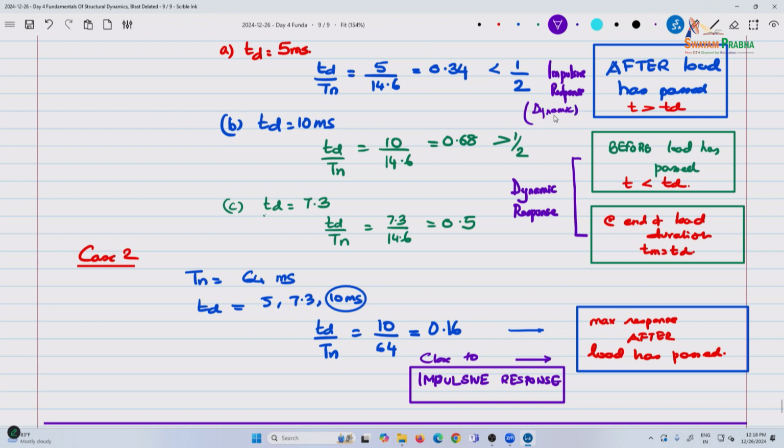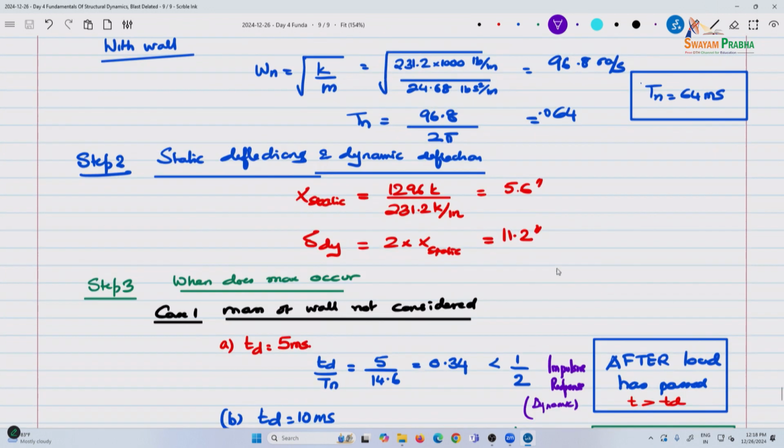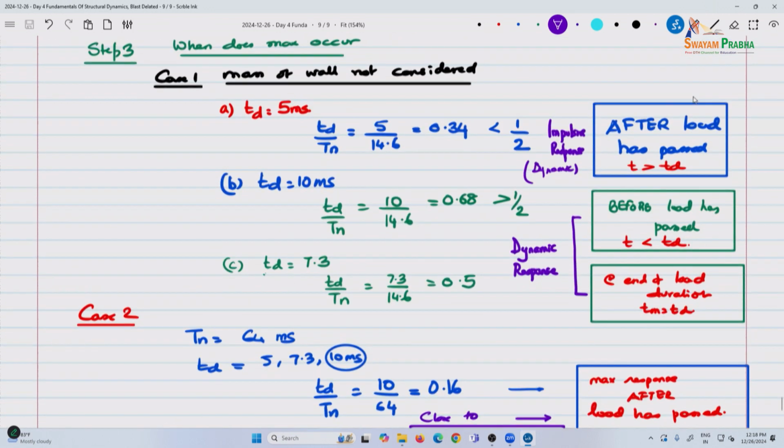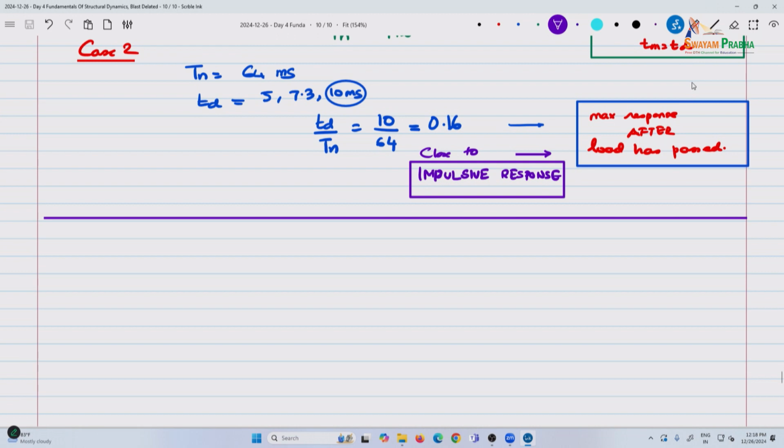Seismic is more dynamic, and there Td is very large. Duration depends on the natural time period. Look at the natural time period of this. Even including the wall, it is only 64 milliseconds. Duration of your seismic is a minute, let's say, right? And wind is, of course, much, much larger.